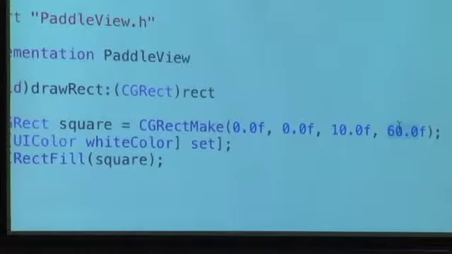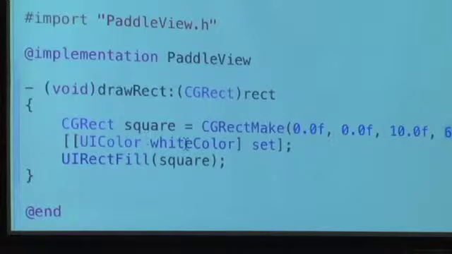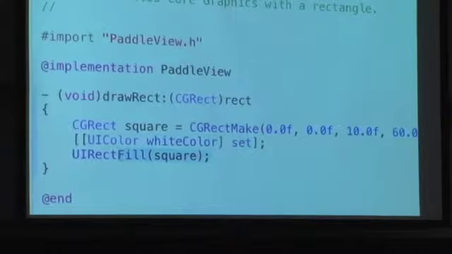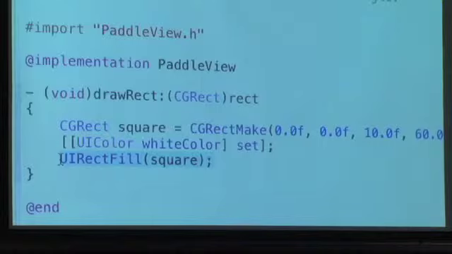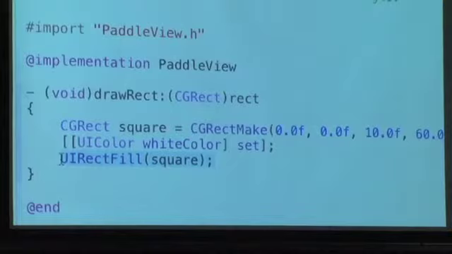So in this case, I now have a rectangle. I want to make this thing white. It turns out there's a UIColor class, and I can very easily set things to white for this rectangle just by saying give me the white color and set it. And now notice I'm calling UIRectFill. I want to fill the square that I've just constructed with whatever color I've decided on. In other words, line one creates the rectangle, line two picks a paintbrush out of the available paintbrush colors, and line three actually paints that rectangle on the screen for you.